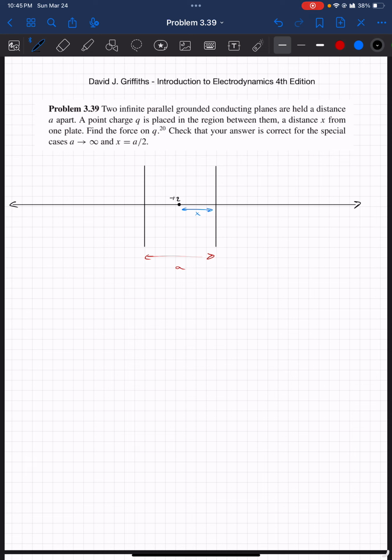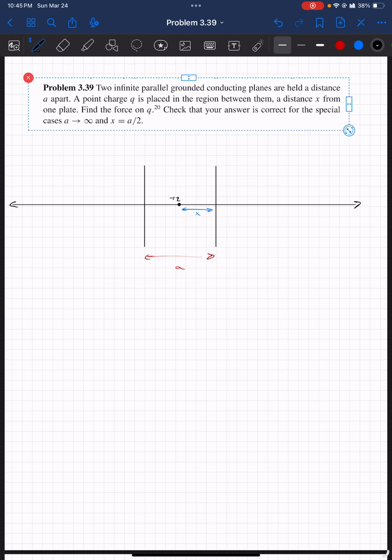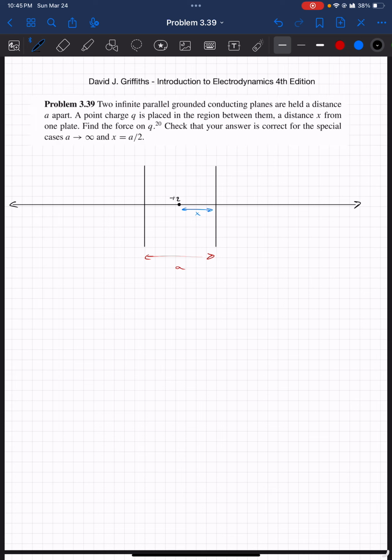And in response to our positive charge q, thanks to the principle of superposition, on the outside of our plate, we will have a negative charge q, which is also an x value away from the plate.